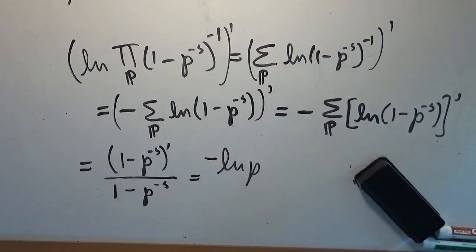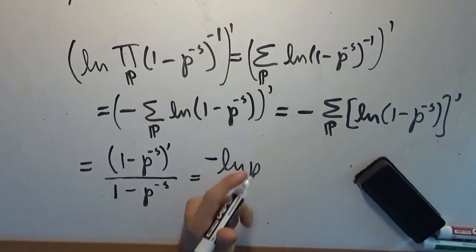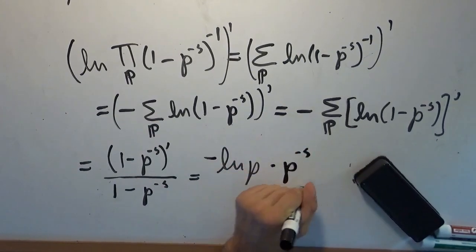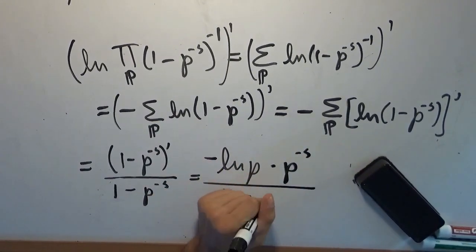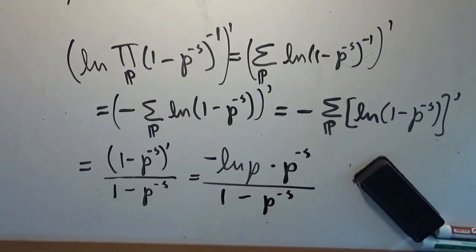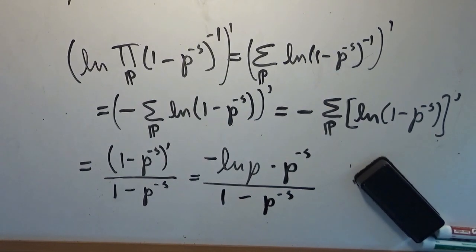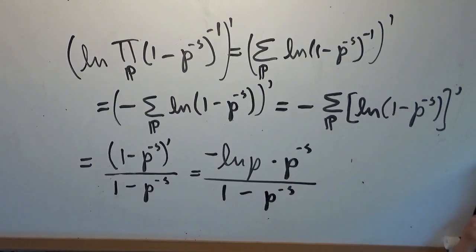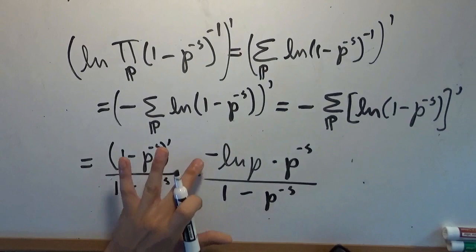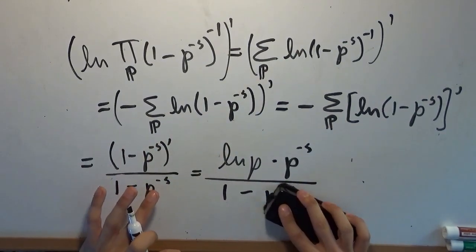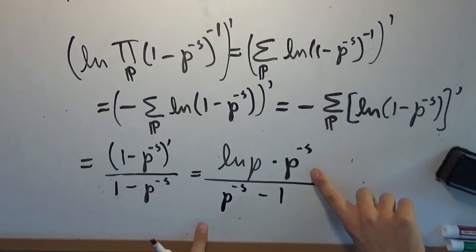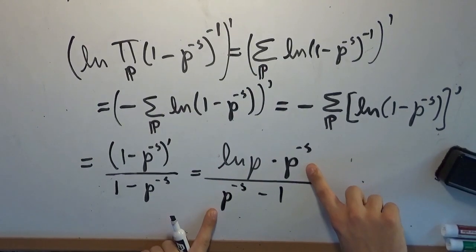So we end up with a negative 1 in the end anyway. But we still have to multiply by p to the negative s, and this is all over 1 minus p to the negative s. What I'm going to do now is flip this difference, because I'm just going to divide by negative 1. And so this is going to flip, and we're going to get p to the minus s minus 1. And now I'm going to multiply the top and bottom by p to the s.